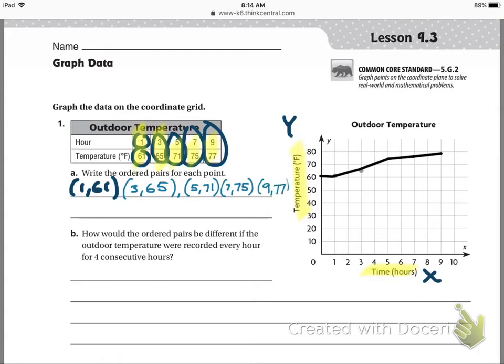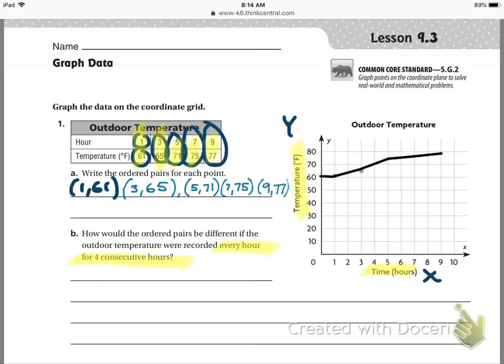Okay, other things they may ask you to do on this is to think about the graph. Like in letter B, how would the ordered pairs be different if the outdoor temperature were recorded every hour for 4 consecutive hours? Because instead of what we did, these were recorded every 2 hours.